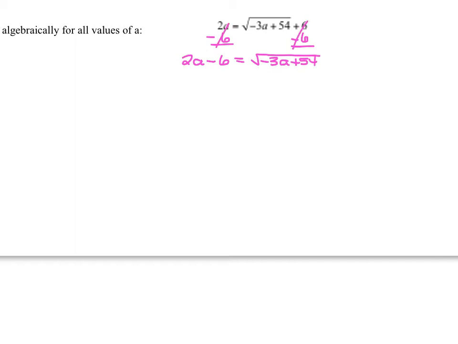Okay, so now that we have the square root by itself, we know that a square and a square root cancel each other out, right? So I'm going to square both sides of the equation. Now on the left-hand side of the equation, if we have a binomial being squared, please don't try to distribute the square in, right? It means we have 2 of these binomials. So let's write it out twice.